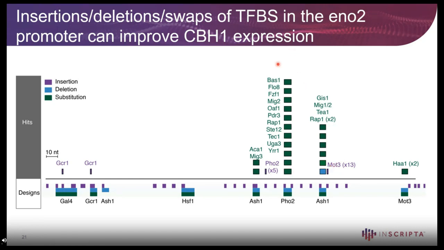At FO2, we found a lot of different swaps improved expression. An insertion of an extra FO2 site here, some swaps here at the ASH1 binding site, or insertion of extra GCR1 sites at this location could improve expression as well. So we basically got hits from all three of these different concepts.